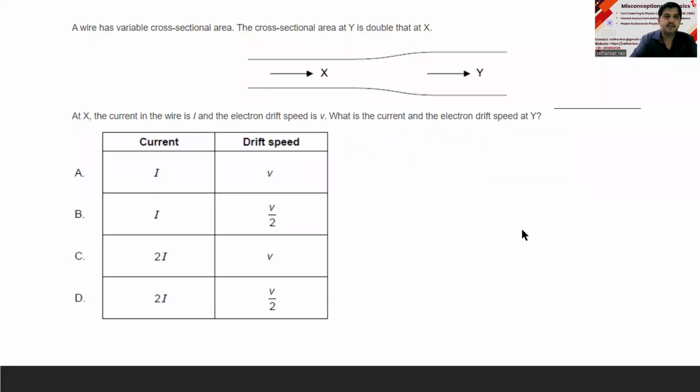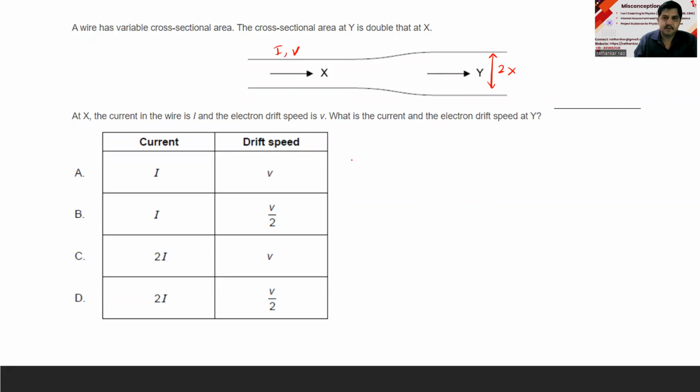Right. So a wire has a variable cross-sectional area. The cross-sectional area at y is double that of x. So this area is twice that of x. At x, the current in the wire is I, the electron drift speed is v. So here the current is I, drift speed is v. What is the current and electron drift speed at y?